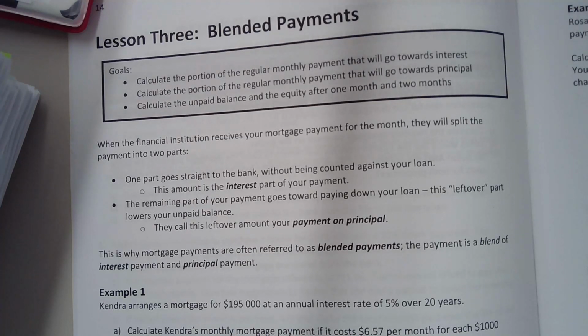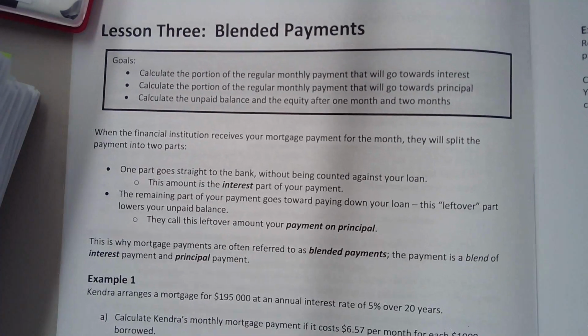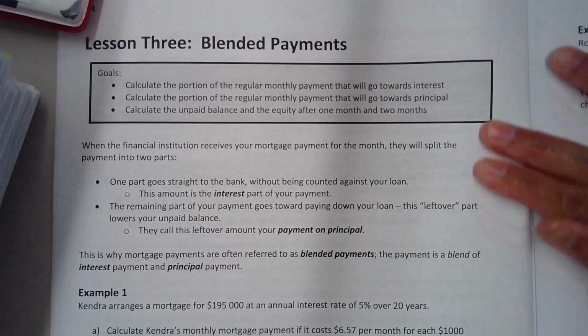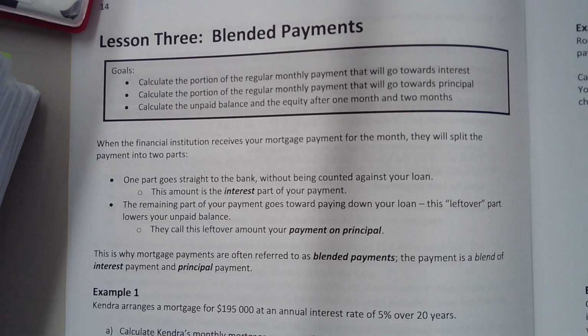So a couple of days ago, we talked about monthly mortgage payment. We also talked about the amount of total interest that we pay altogether over the span of 25 years, 20 years, the overall total interest. So what we're going to be talking about today is blended payments, and we're going to do some interest calculations here, slightly different from the interest calculation that we did before.